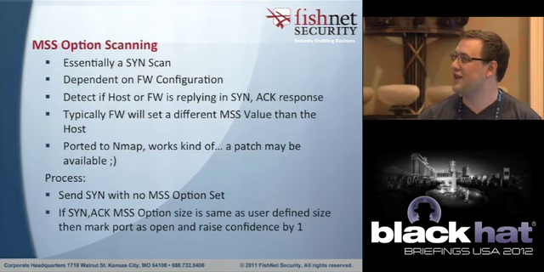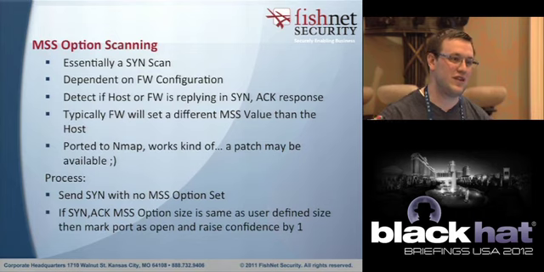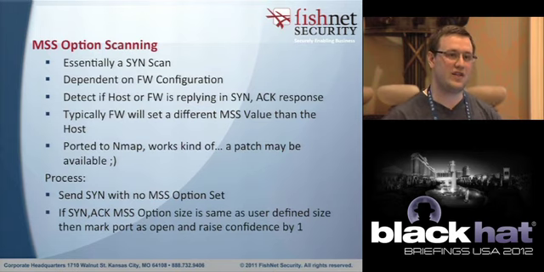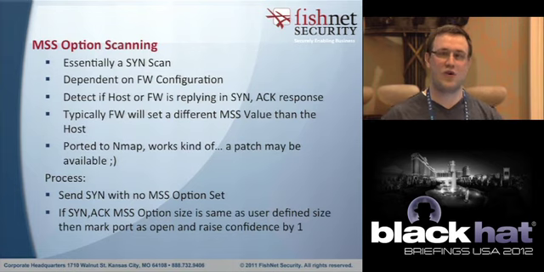So the MSS option scan is essentially a SYN scan. I'm using raw sockets to send a SYN without the max segment size set. And then in the response, I read to see if the max segment size is a size I specify. Oftentimes, it's highly dependent on the firewall and firewall configuration. So basically, you want to be able to tell if the firewall is sending you a packet or the host is sending you a packet. And it's dependent on where the rule sets are.